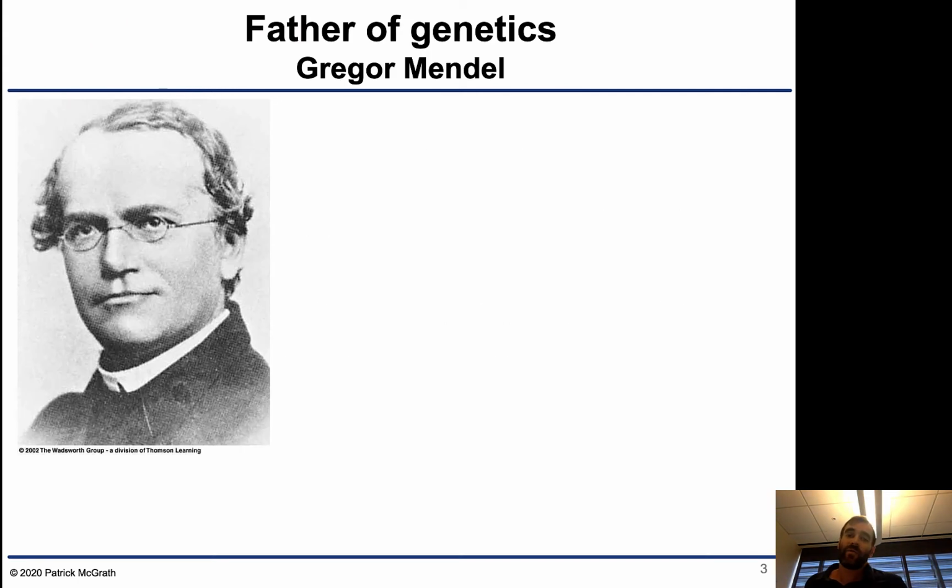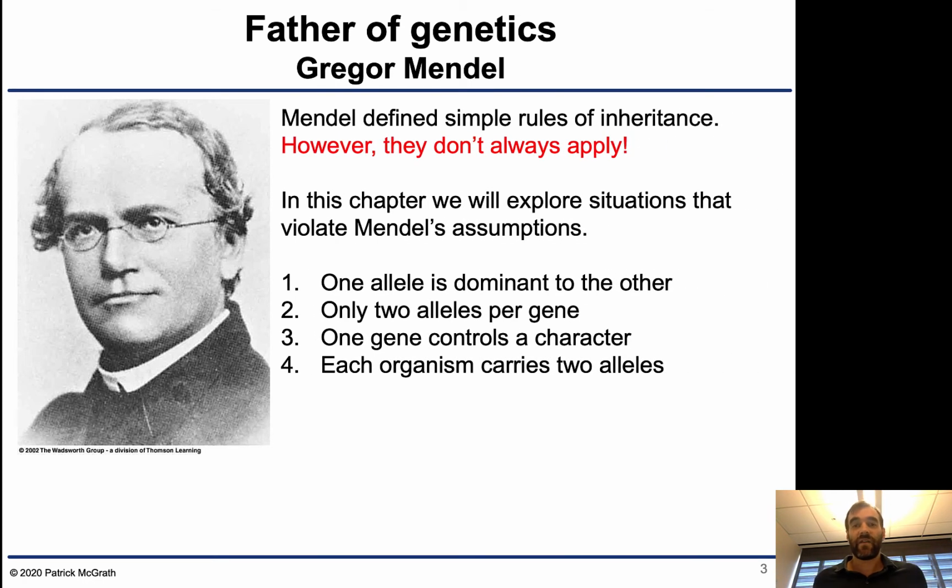So in the previous chapter we covered Mendel's work. Gregor Mendel did a lot of fundamental studies in pea plants, and he was able to elucidate many of the rules of genetics. He also made a lot of assumptions about how things worked, and these were true for the pea plants and the traits that he was studying, but in general, they don't always apply. So in this chapter, we're going to explore some situations that violate Mendel's assumptions.